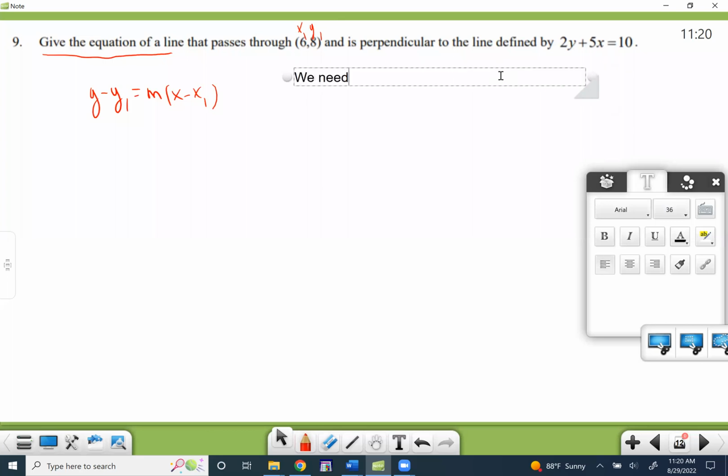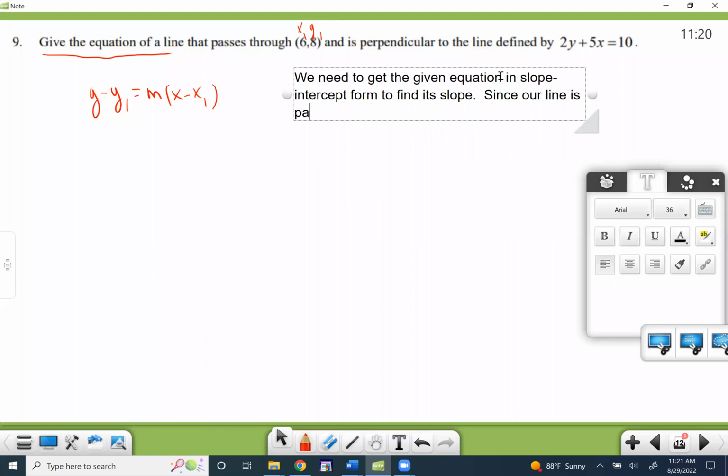Okay. So we need to get the given line or equation into slope intercept form. Find its slope. Then, since our line is perpendicular to the given line, we will need to flip it and change the sign, right? Opposite reciprocals, guys. All right.